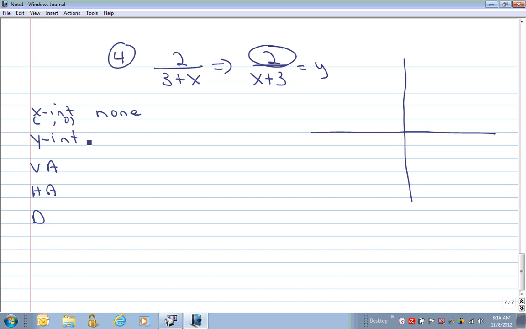All right, the y-intercept, though, is when our x value is 0. So if I go back to my equation and I put a 0 in for the x value, I would have 2 over 3, or 2/3. And that would be my y-intercept. So I'm going to go over here to my graph, and I'm going to just put a point on the y-axis at approximately 2/3.